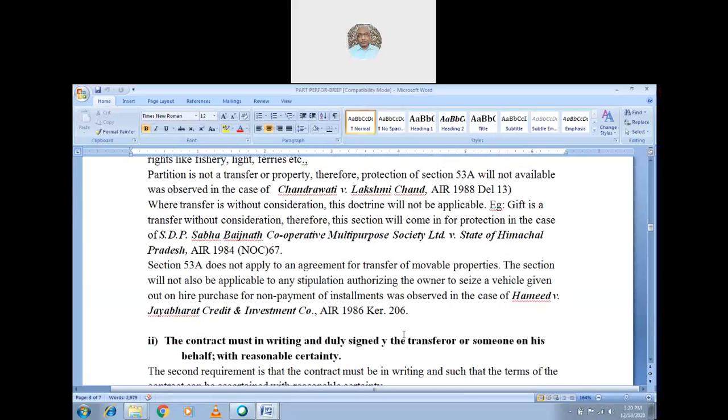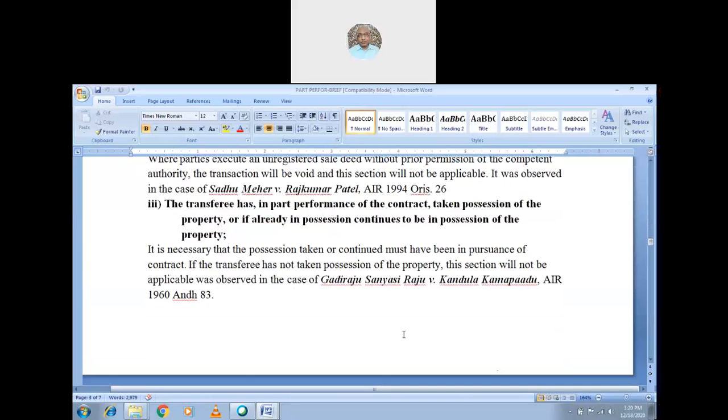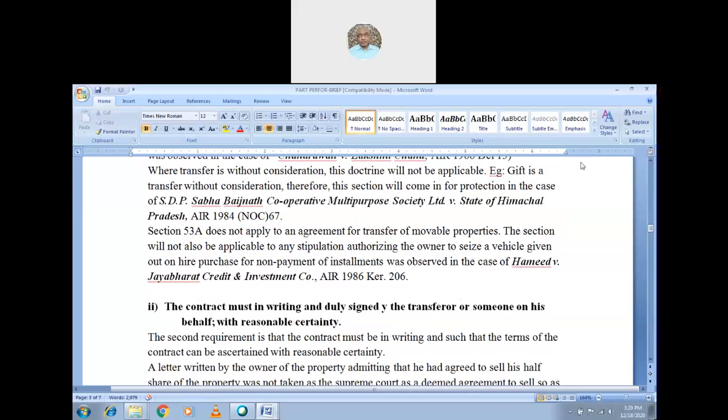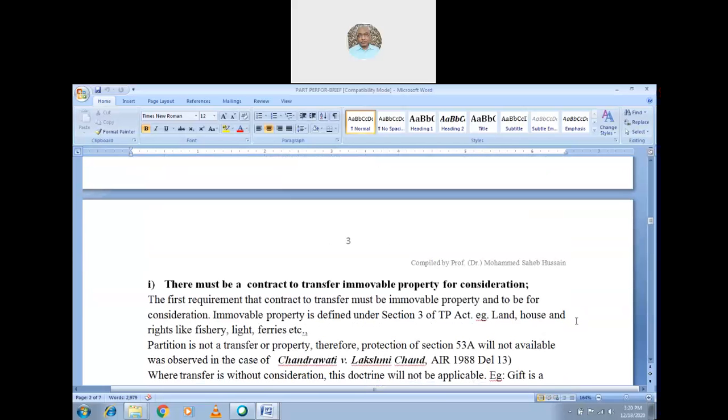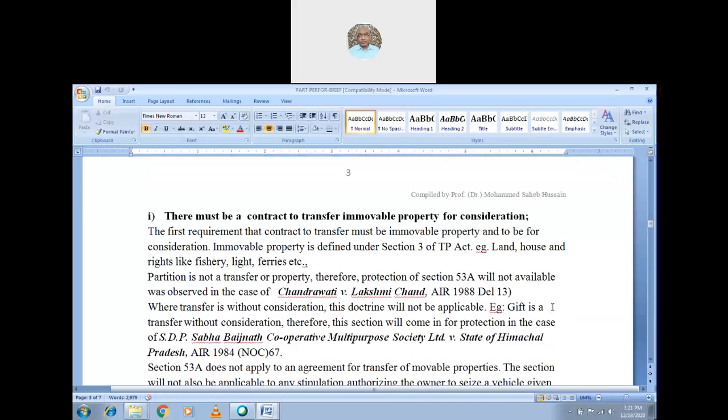Again we will deal with this point, because there are cases that will be very useful. So now we will deal with the essential conditions of Section 53 capital A. The first and foremost is that there must be a contract to transfer immovable property for consideration. When you say contract, the two parties should be competent to contract, so that idea will come out automatically.